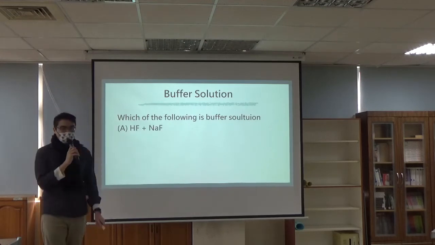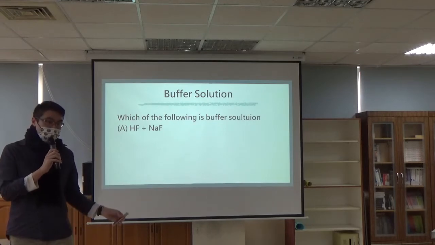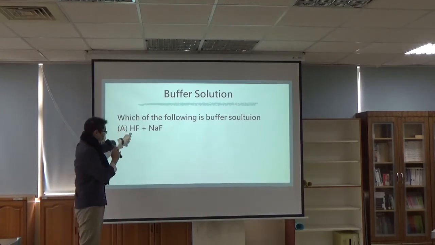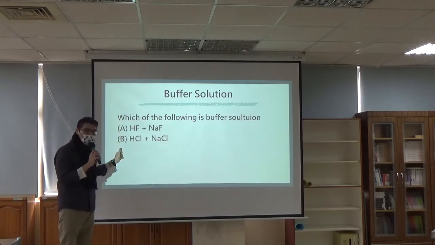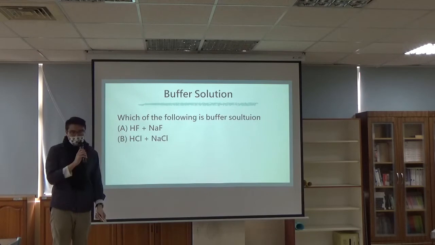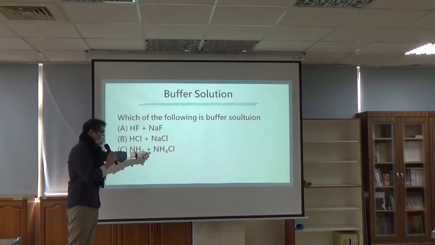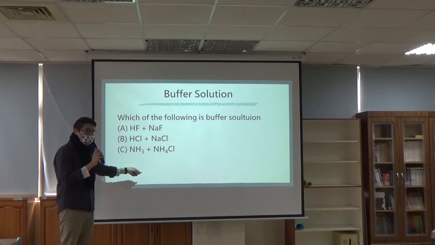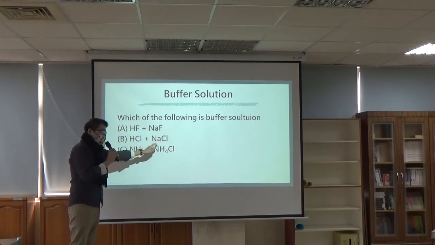A, HF and NaF. Is HF a weak acid or strong acid? It's a weak acid, with its conjugated base, so it's a buffer solution. B, HCl is strong or weak? Strong acid, so is B a buffer solution? No. And C, NH3 is a weak base, and NH4Cl is its conjugated acid, so it's a buffer. A buffer solution is composed of a weak acid and its conjugated base, or a weak base with its conjugated acid.